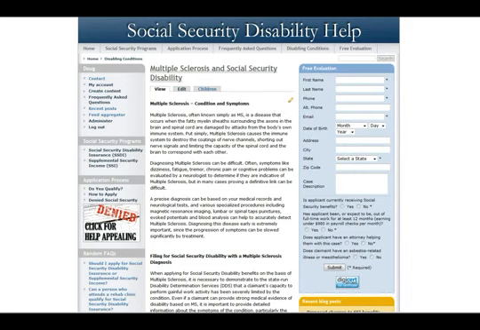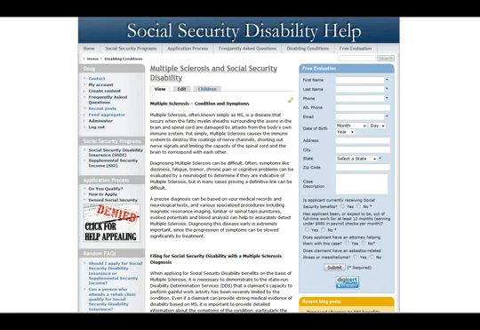Multiple sclerosis, often known simply as MS, is a disease that occurs when the fatty myelin sheaths surrounding the axons in the brain and spinal cord are damaged by attacks from the body's own immune system. Put simply, MS causes the immune system to destroy the coatings of nerve channels, shorting out nerve signals and limiting the capacity of the spinal cord and the brain to correspond with each other.